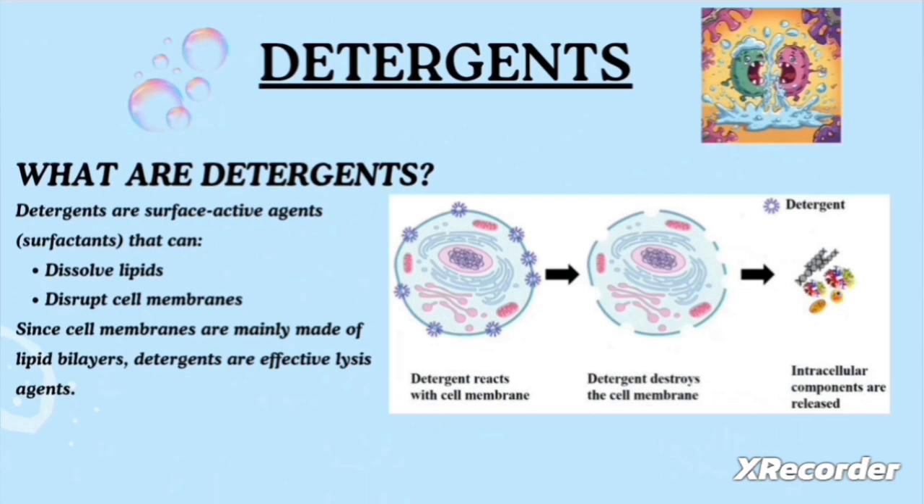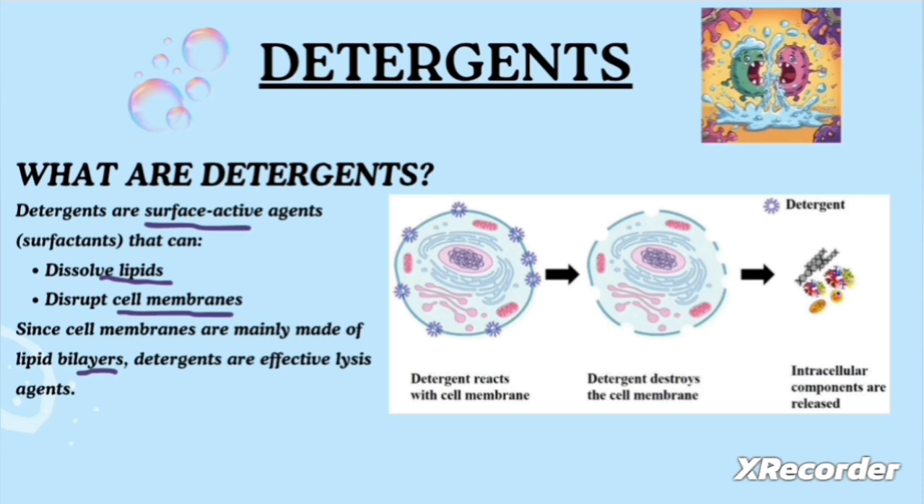So first of all, what are detergents? Detergents are surface active agents, also known as surfactants. They have the ability to interact with both water as well as lipids. Because of this property, detergents can very easily dissolve the lipids. And we all know that the cell membranes are mainly made up of lipid bilayer, and as detergents can interact with the lipids, they can very easily disrupt the cell membranes, and thus they are very effective lysis agents.